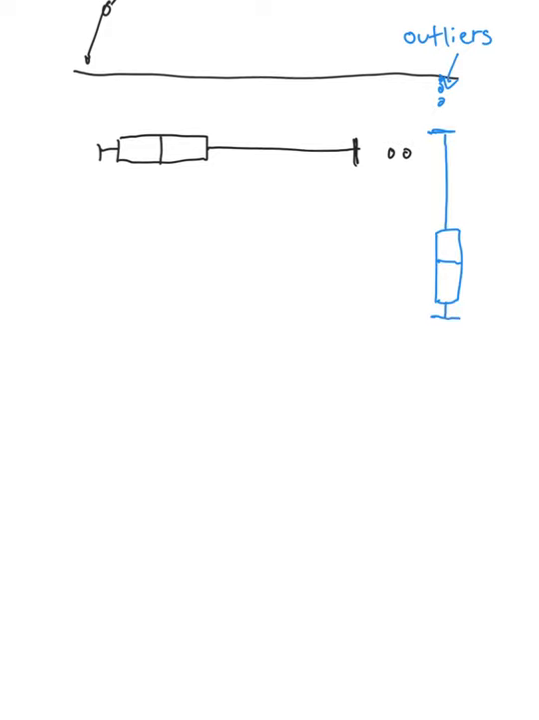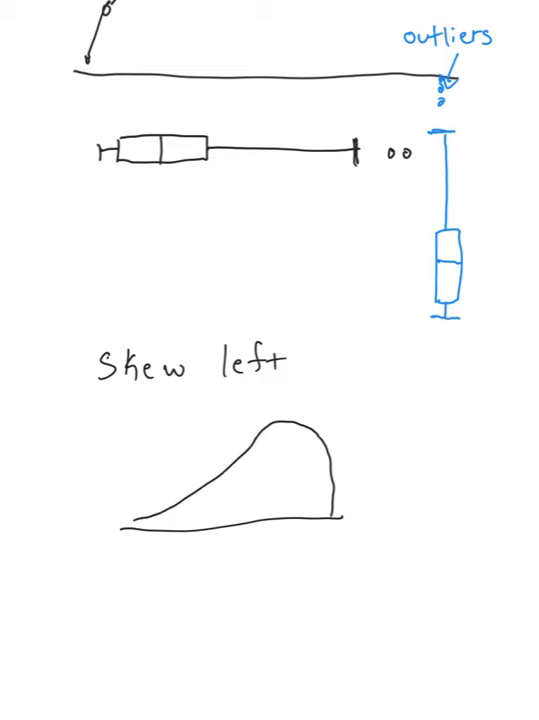Finally, we have our skew left. Right, skew left. And our skew left, as we recall, means the tail is pointing towards the left. That is our skew left plot.